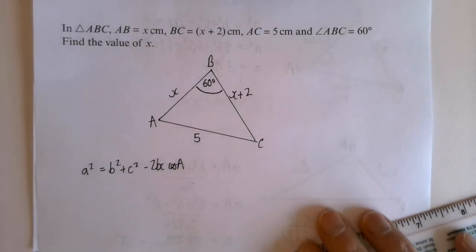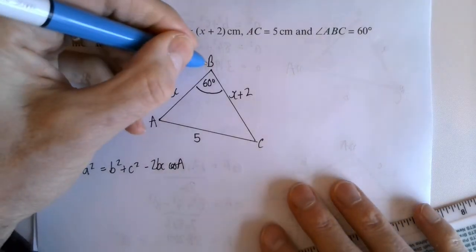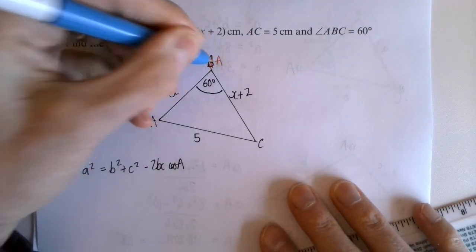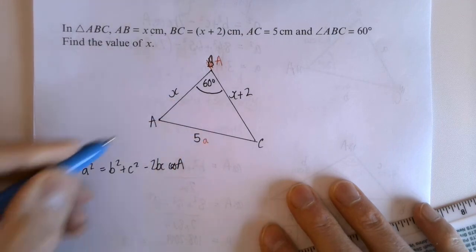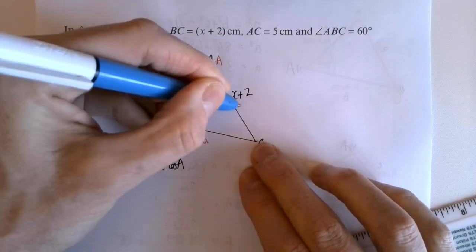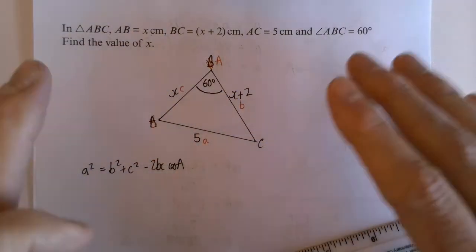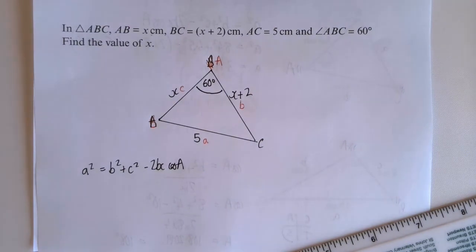And I'm going to label up my triangle. So as always, I'm going to ignore how they've labelled it. The angle I know, I'm going to call that A. I'm going to call that little a. Leave that as C. So I'll call that B. Nothing wrong with doing that at all. I think as long as it's clear on your diagram what you've done, then that's brilliant.